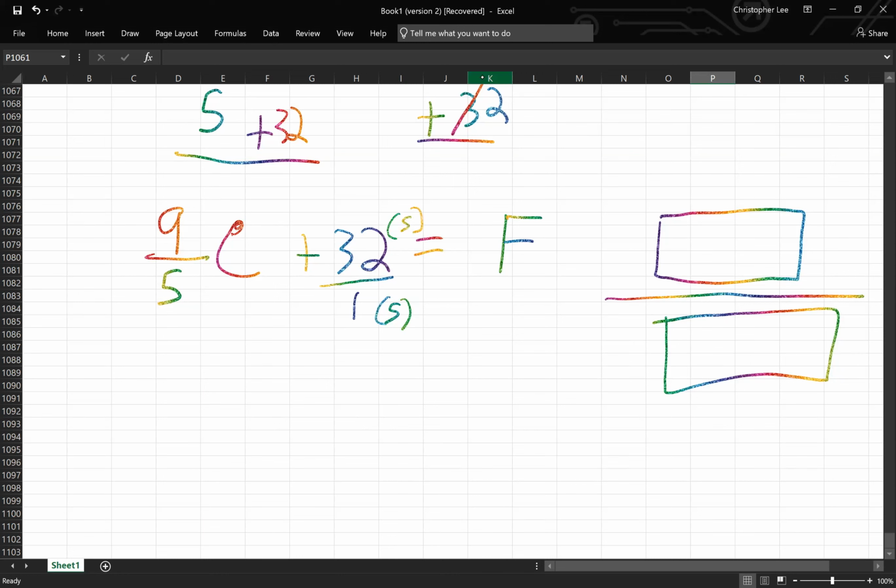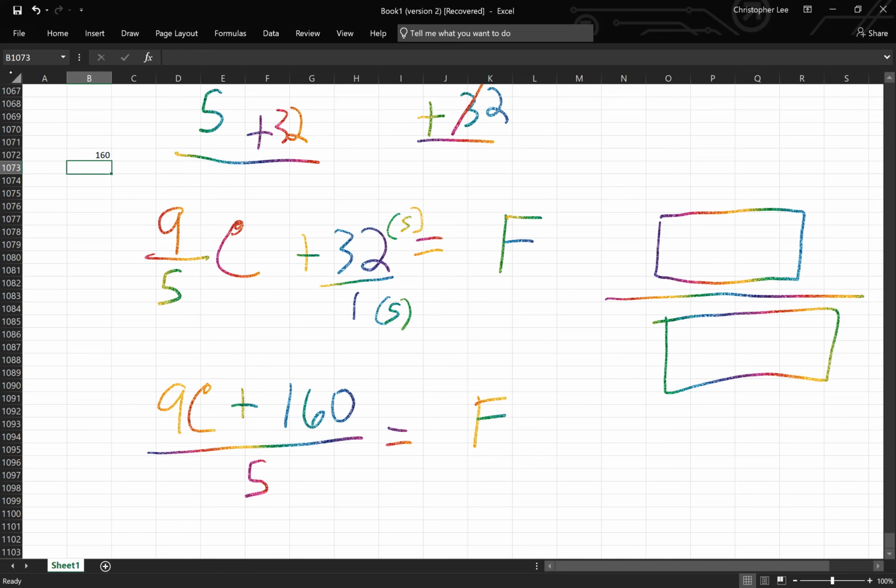What we do to the bottom, we do to the top. So what would the top be? 9C plus, let's look at what 32 times 5 is. 160, divided by 5 is equal to F. So if this was one of those situations where you had to do a split answer, your numerator would be 9C plus 160, and your denominator would be 5.